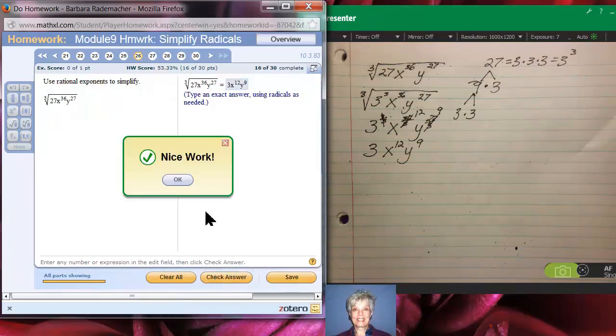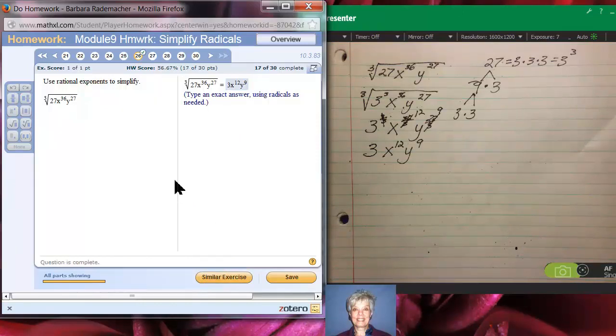Let's see. We did it well. We did it well. All of these rules are coming together for us now. All of them coming together.